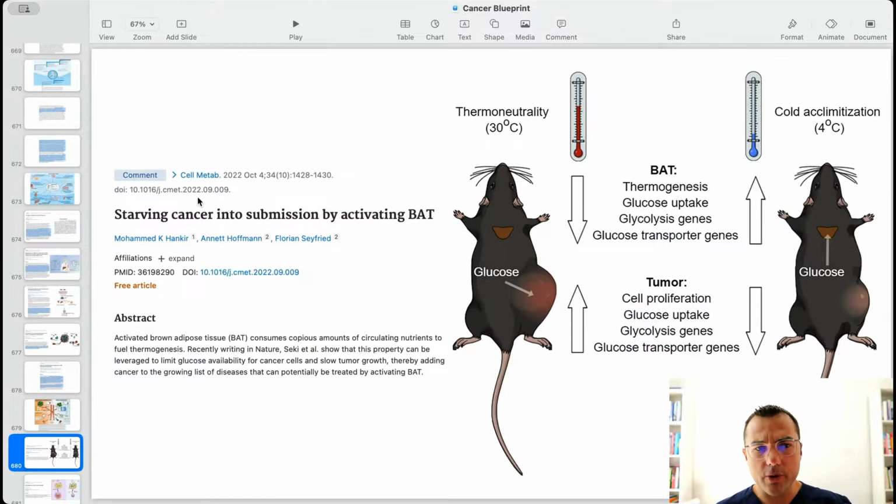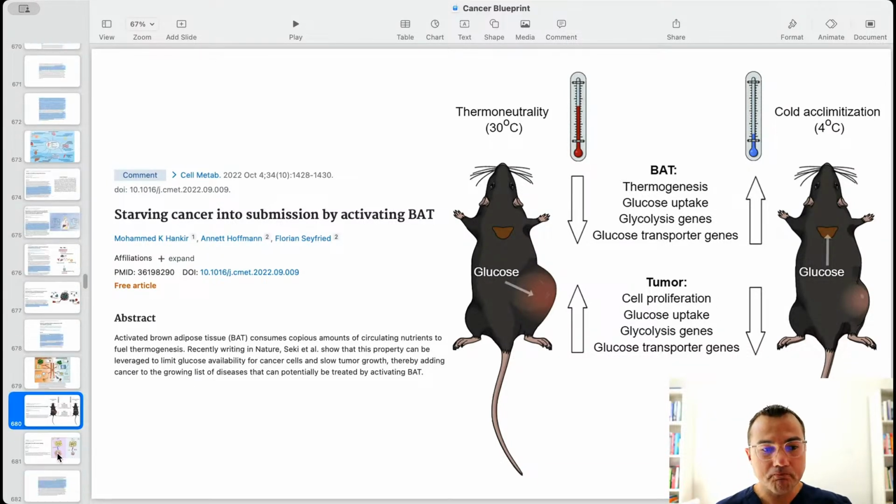This is another paper in Cell Metabolism, October of 2022, starving cancer into submission by activating brown adipose tissue. Basically, I got it mostly for the graphic because the graphic was so cool. So we have like a big tumor on this mice that's like bringing in a ton of glucose. We see that glucose is being diverted to the brown adipose tissue. You see the back of the neck of this mouse, and the tumor shrinks in these mice. And it has basically the same effects as we saw in the last graphic.